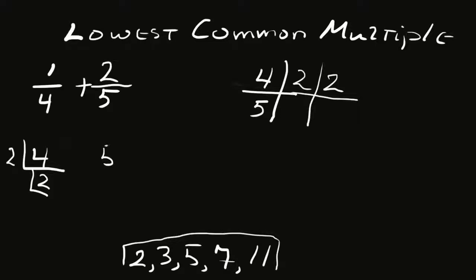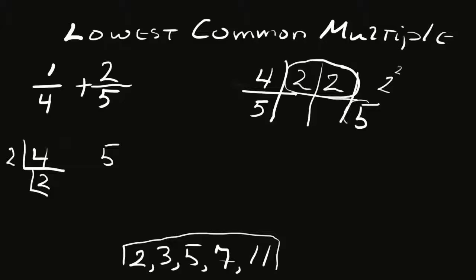And as for 5, well, that's already one of our prime numbers, so we don't have to factor that any further. Now, to get the lowest common multiple, we're going to look at our little rack of prime factors here and see what was the biggest appearance of each one of the prime factors. Well, the biggest appearance of 2 was up here in 4, where it appeared twice. 2 times 2, or 2 squared.